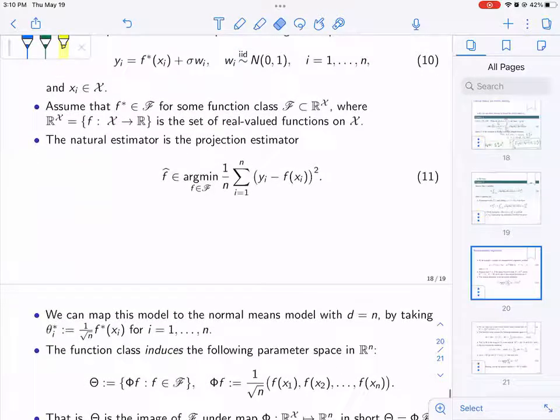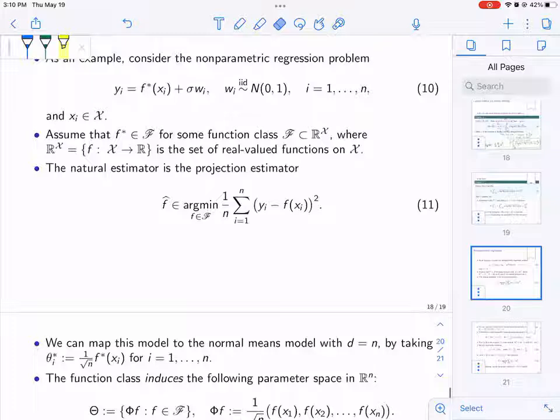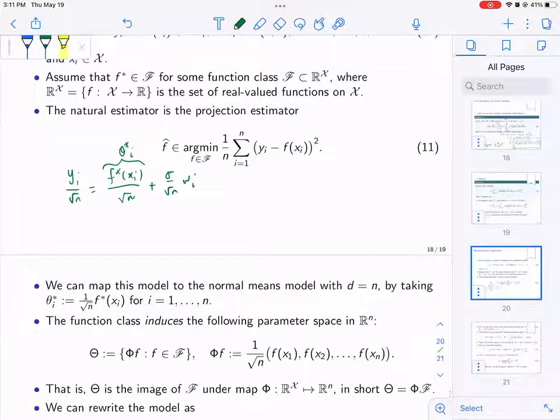Okay, so let's see how we can translate this to nonparametric regression. A natural thing to do is divide everything by n. So I get f star of xi divided by root n plus sigma over root n times wi. And I'm going to call this theta star i. And this would be my new y, y tilde i, if you want. And this would be my new sigma, sigma tilde.